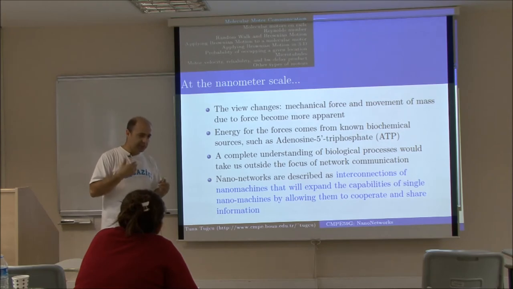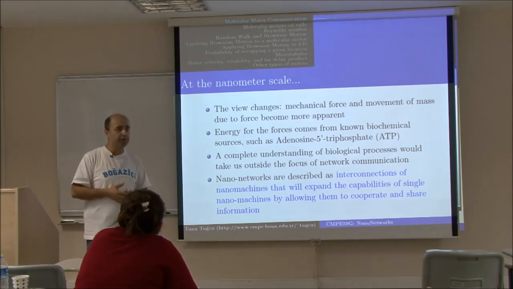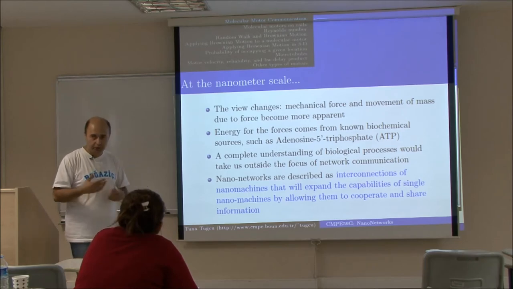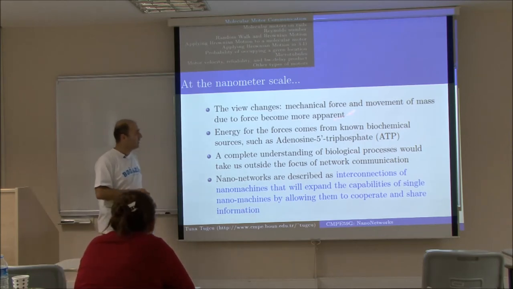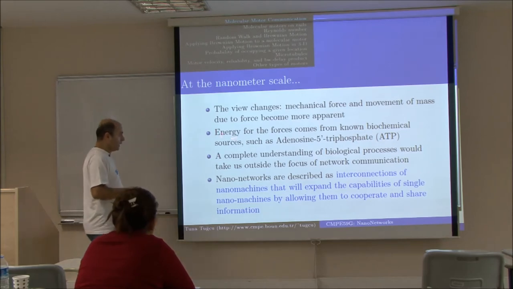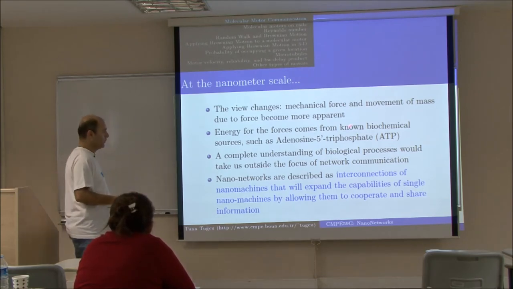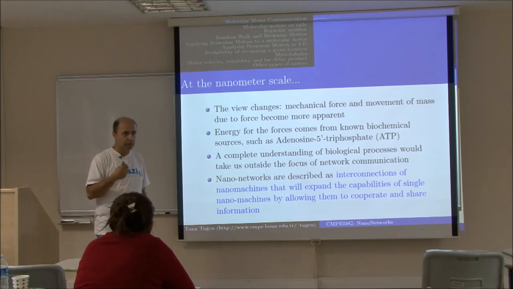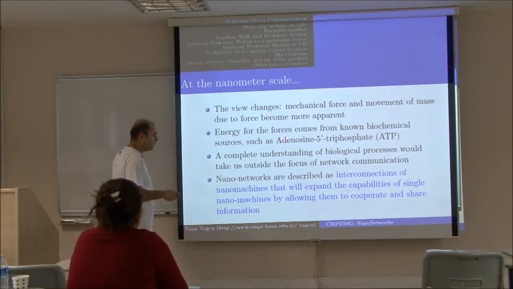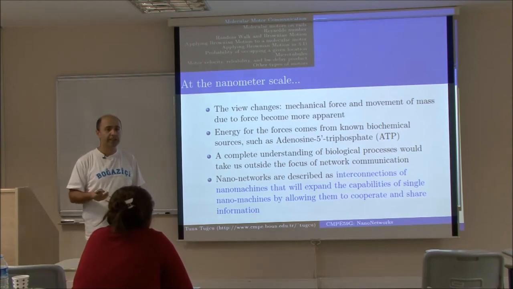So in human scale, we look more towards inertia. Whereas in the nanoscale, we should look more towards surface forces and thermodynamics. So you should consider some other type of physics. That's a major reason. So in the nanoscale, mechanical force and movement of mass due to force become more apparent. The energy for all these forces in the case of biological systems comes from ATP, the adenosine 5-triphosphate. Okay? That's actually the source of all of our energy. And a complete understanding of these biological processes would be very helpful for us to understand how nanocommunications could be done in a very efficient manner.